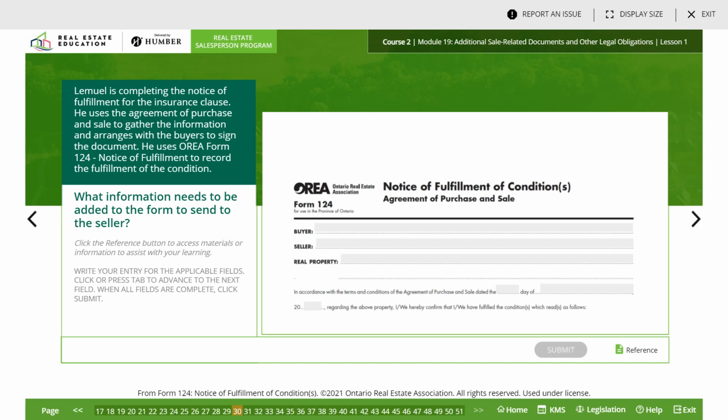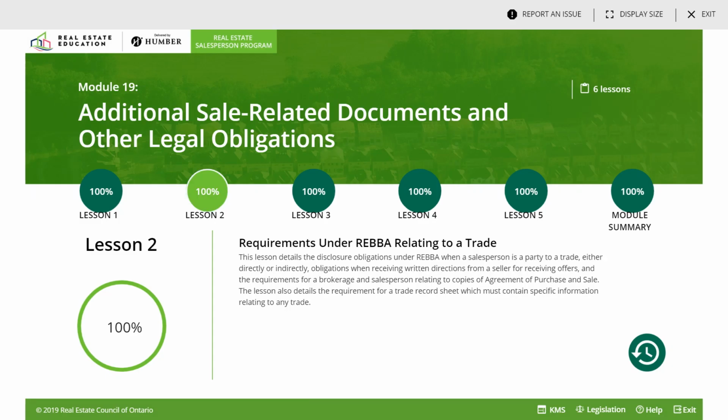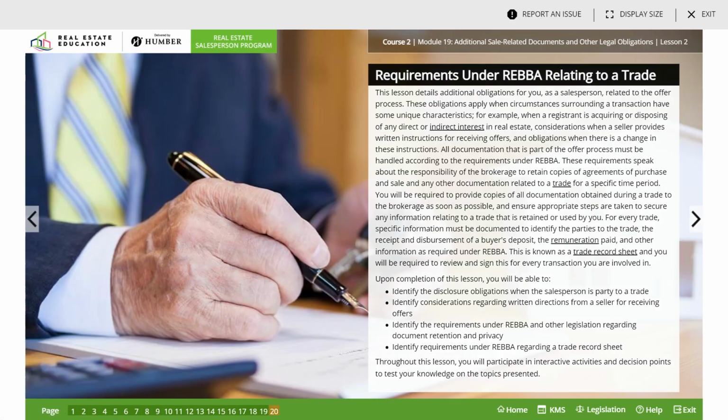Alright, let's move on to Lesson 2. In Lesson 2, they talk about requirements under REBA relating to a trade.